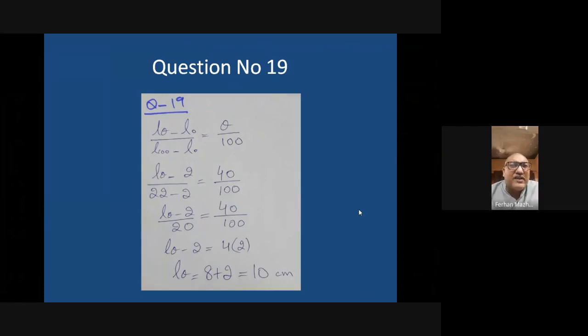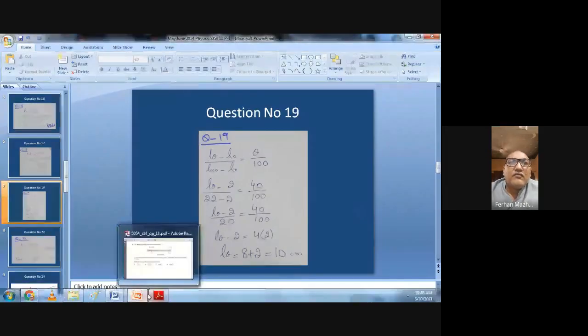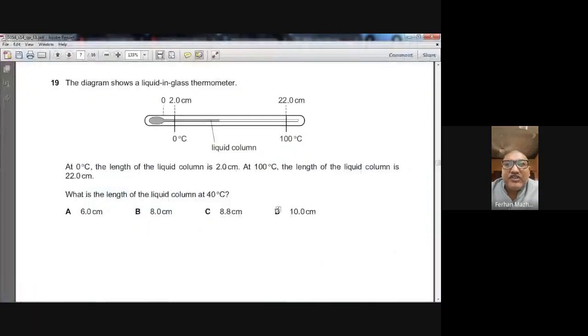L theta minus 2 divided by 20 equals 40 divided by 100. All the zeros are cancelled with each other. So L theta minus 2 will be equal to 4 multiplied by 2. And then this minus 2 will go on the other side. So L theta equals 8 plus 2 equals 10 centimeter. A very famous numerical. So the length of the mercury when the temperature is 40 will be 10 centimeter. So D is the choice.